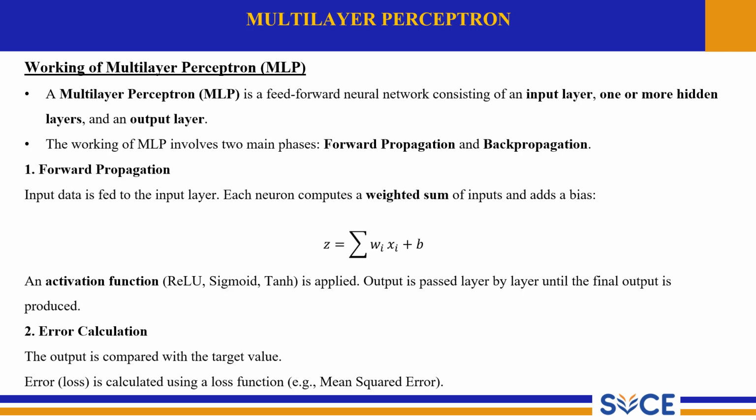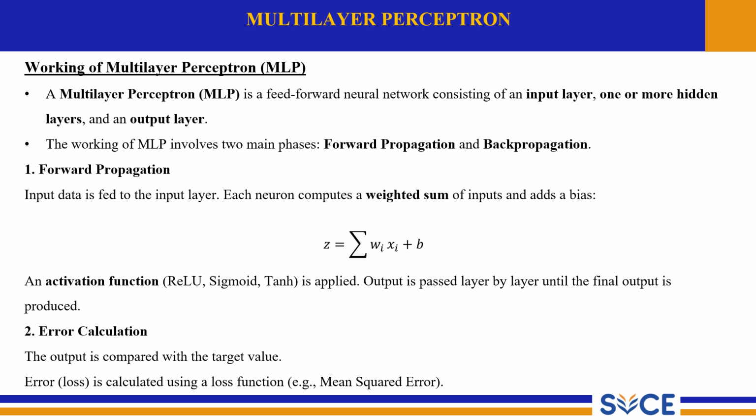Working of multi-layer perceptron. An MLP, multi-layer perceptron, is a feed-forward neural network that consists of an input layer, one or more hidden layers, and an output layer. The working of an MLP involves two main phases. The first one is forward propagation, and the second one is back propagation.